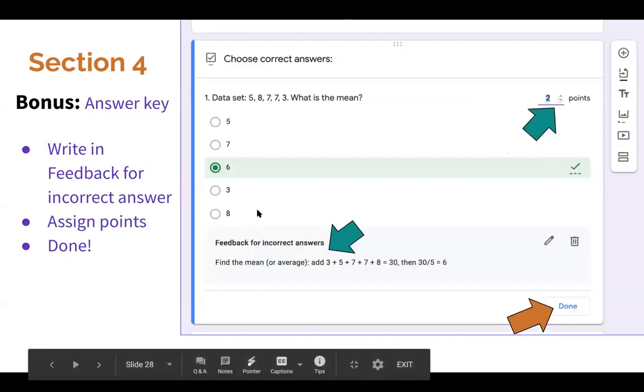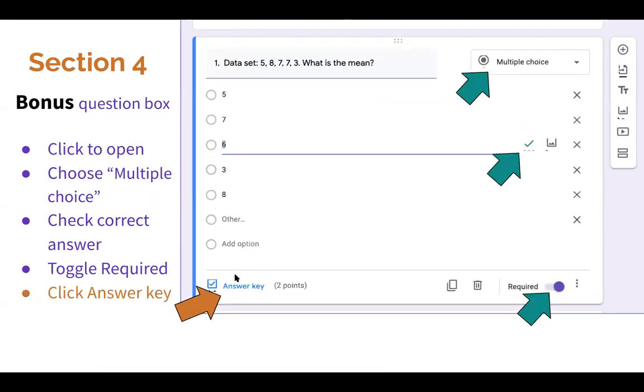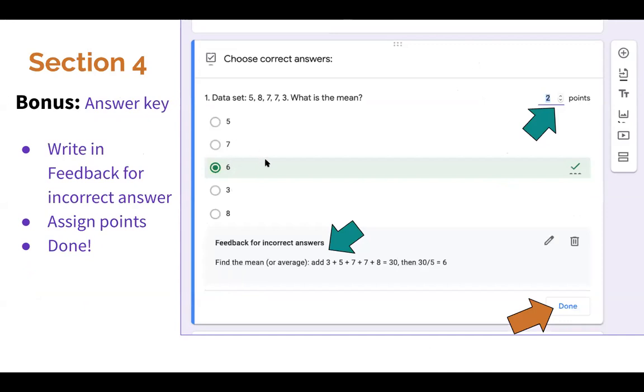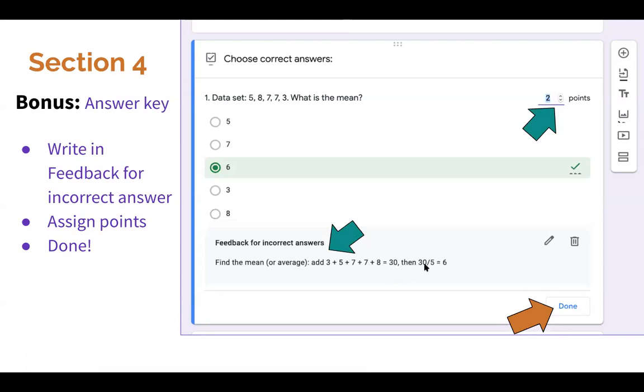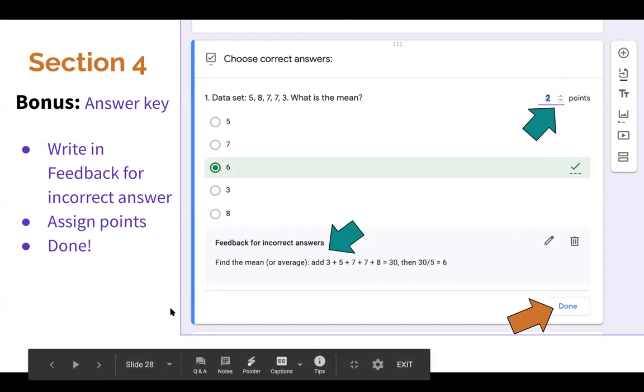That's the next slide here. If you click on this answer key, then it opens it up to feedback for incorrect answers. I would write it all out so that when they submit the form, if it's wrong, they'll get feedback automatically and see what you wrote. And this is what they would see. It's an explanation of what you tried to teach them. Assign the points at this level, and then you're done. And that's basically it.